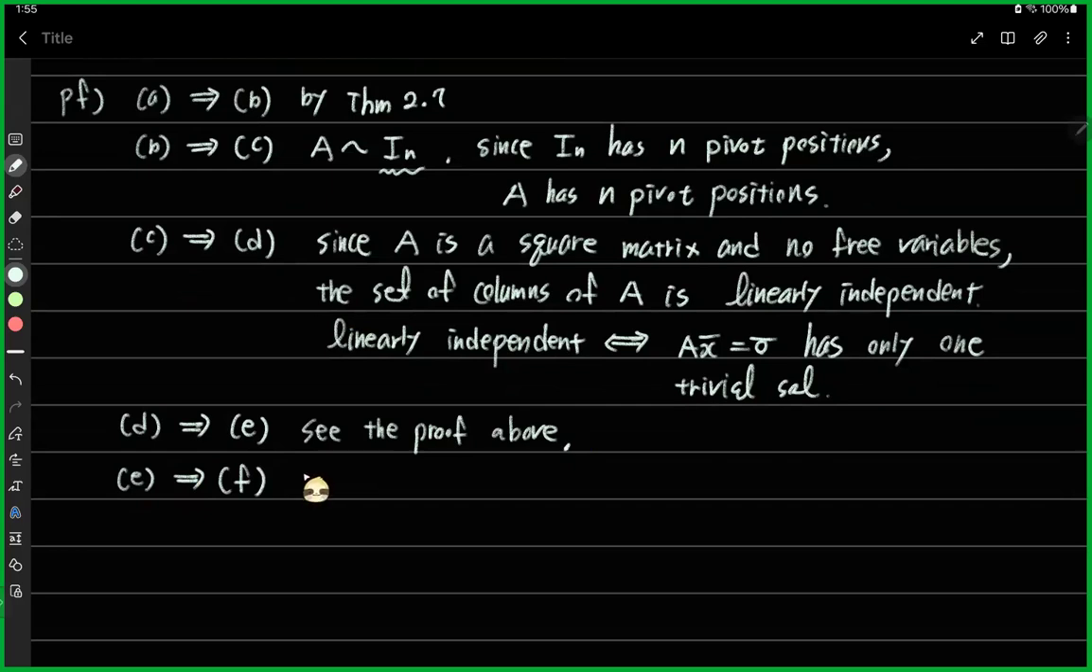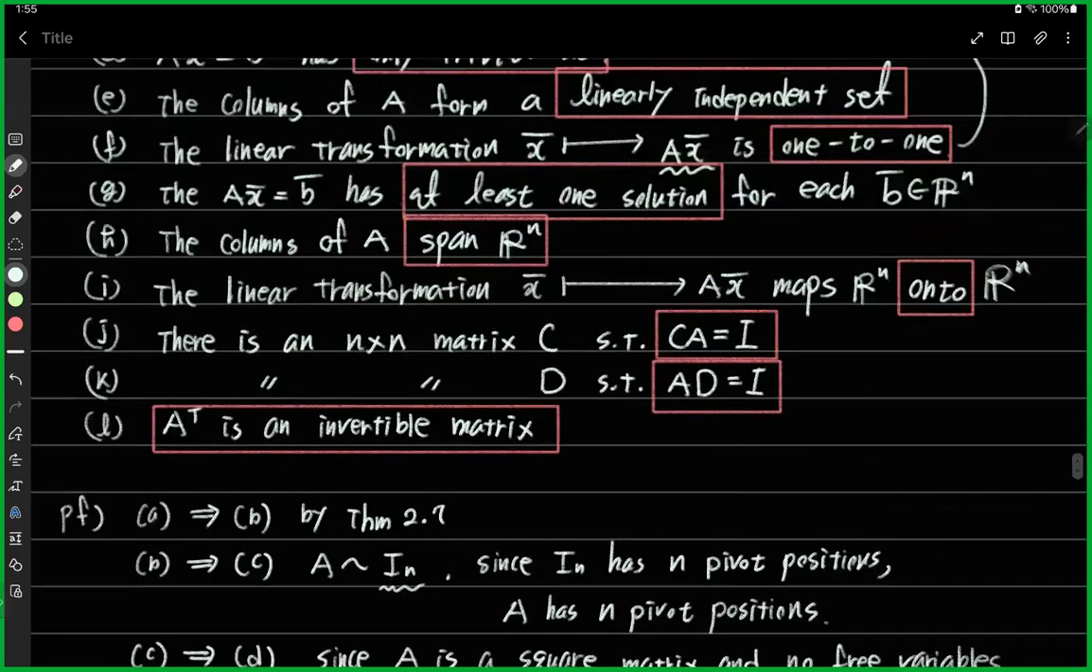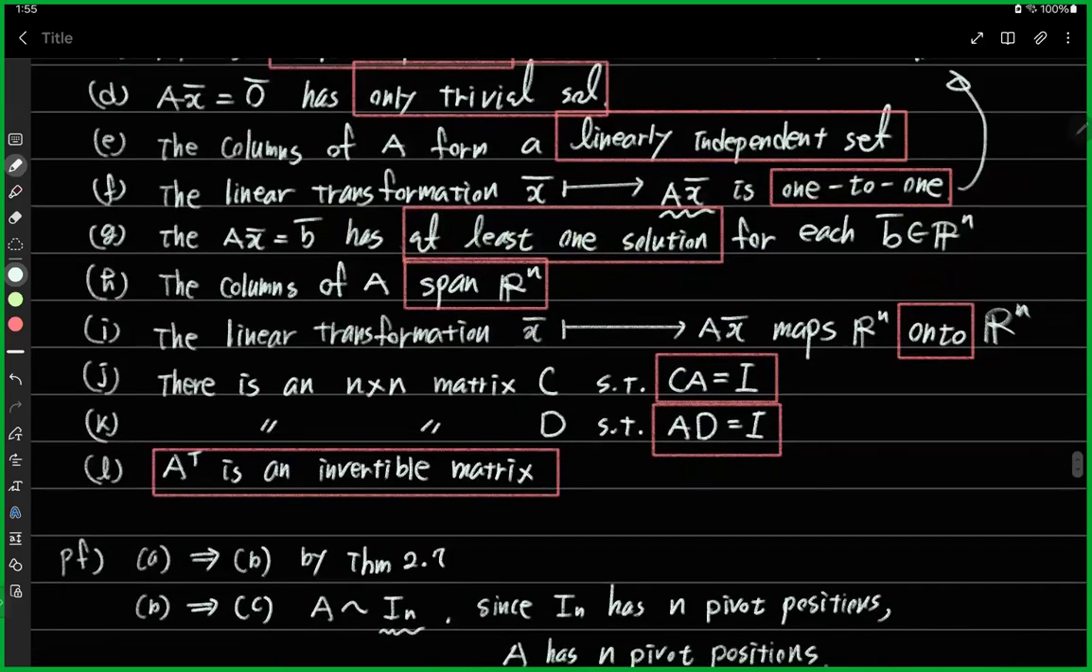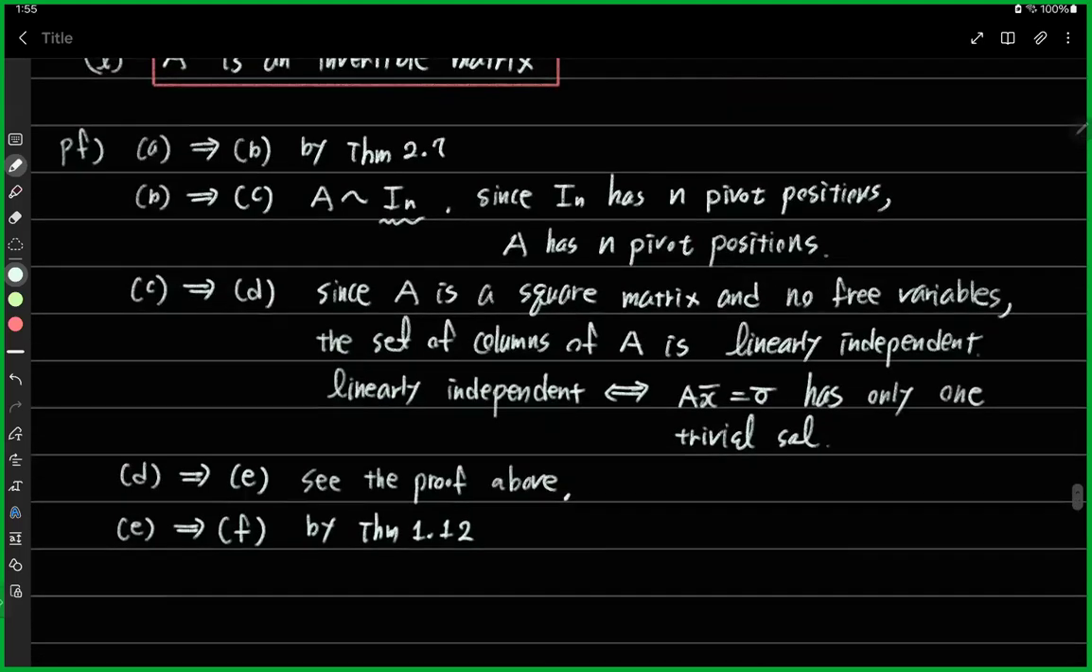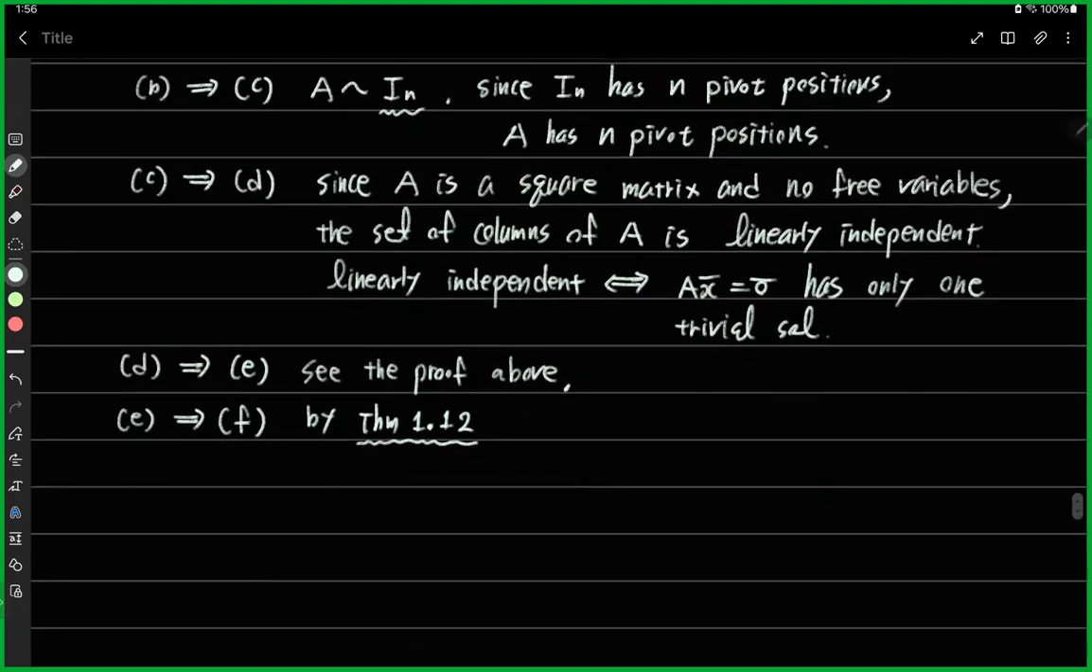Then if E is true, it implies that F is true. This is by Theorem 1.12. F is: the linear transformation is one-to-one. If the columns of matrix A are linearly independent, then the linear transformation is one-to-one. That is in the statement of Theorem 1.4. You look at it.